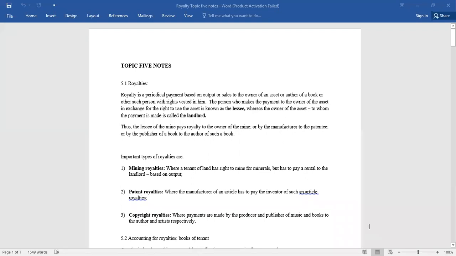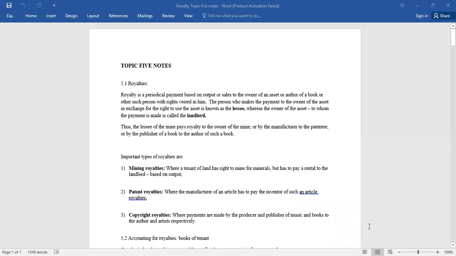Our lesson today is about royalties. And when we are talking of royalties, these are periodical payments based on output or sales, when the owner of an asset has given another party, normally called a lessee, the rights to use or utilize the asset.